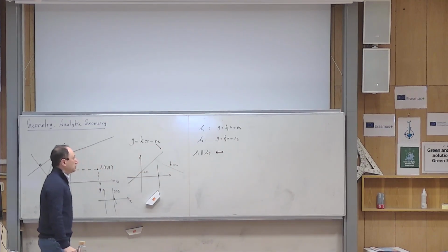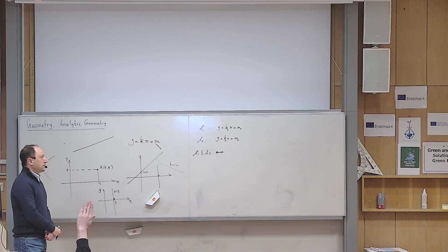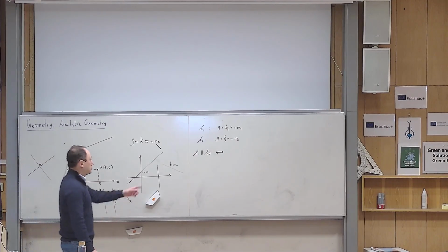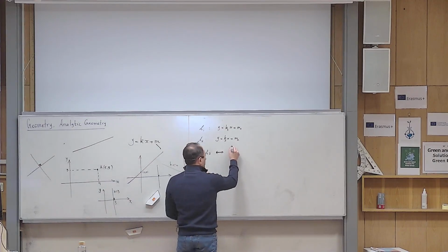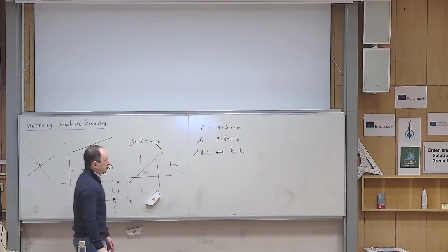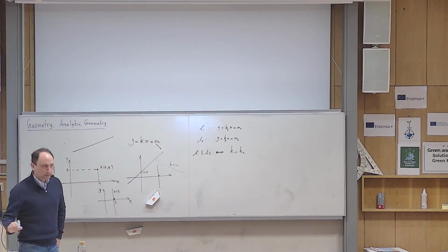How do you know by looking? Of course, you can draw the pictures and see if they are parallel or not, but another way to understand that is to compare k values, yes? If the k values are the same, two lines are parallel. I'm going very fast because we had this before. So remember, L1 is parallel to L2 if and only if the k values are the same, yes?